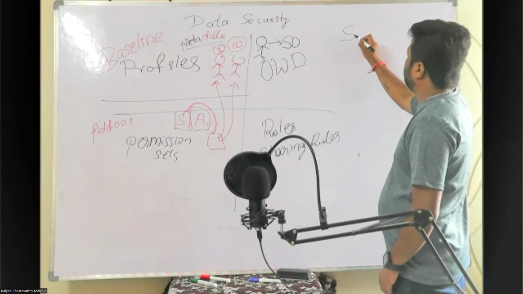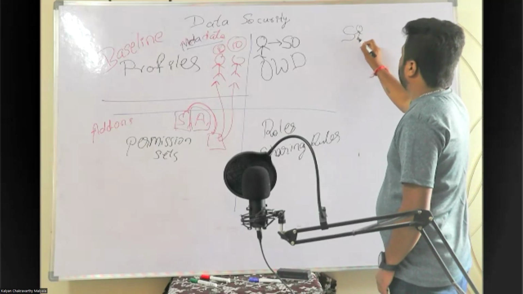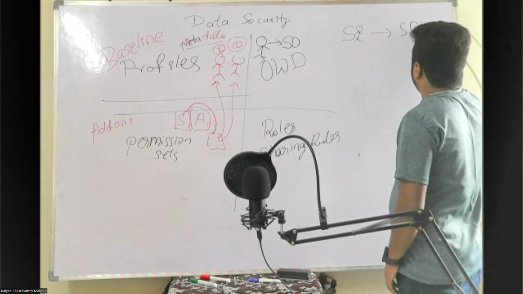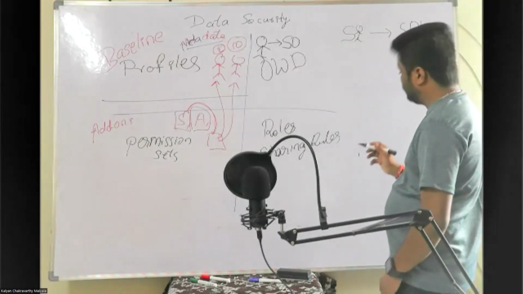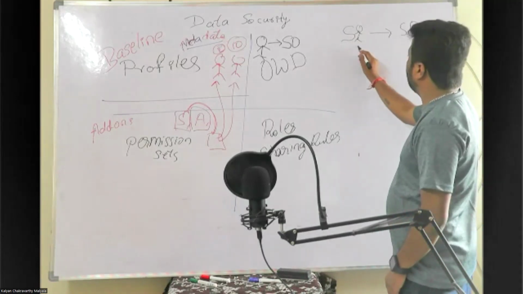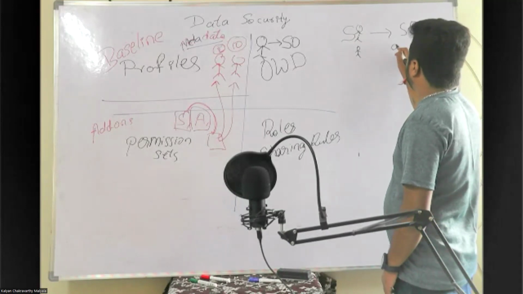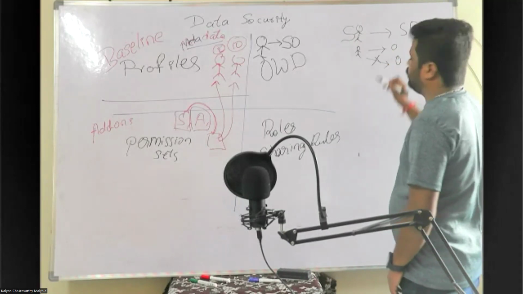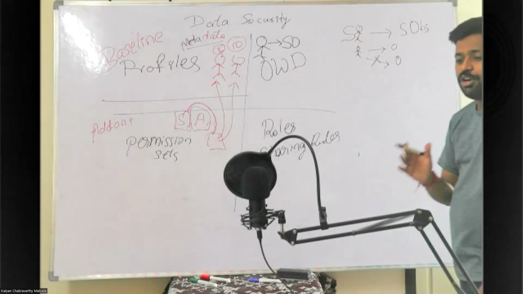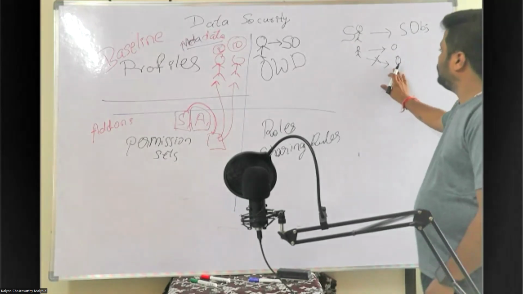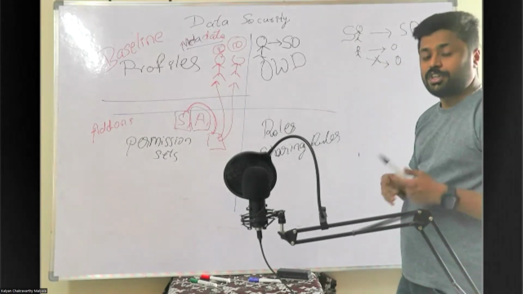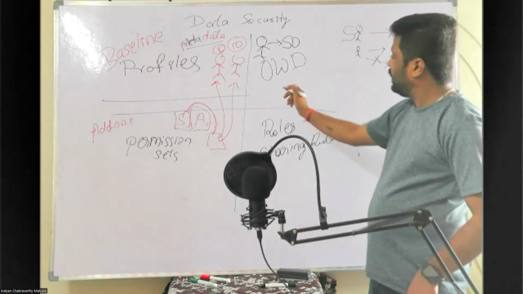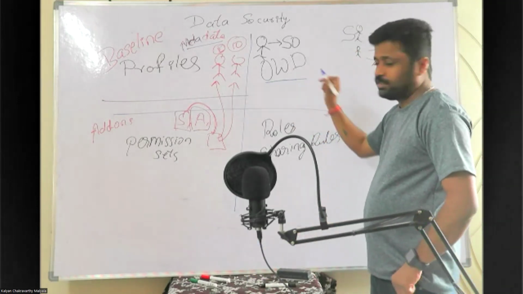A student user should see the student object, but only his own object, not the other students' objects. He should not see the other student's object. In such a scenario, there is something called organization-wide defaults.